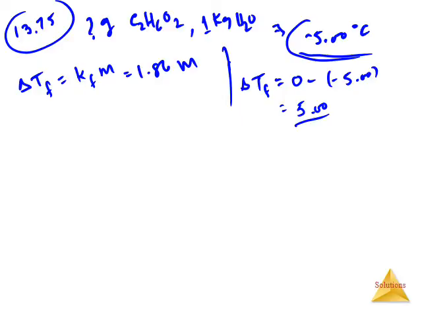So make sure you don't get confused between depression and elevation. Elevation means going upward. Okay, now we got this delta T is now 5. So let's plug in that number here. So 5.00 equals 1.86 m, and I can calculate the molality, which equals 2.69.